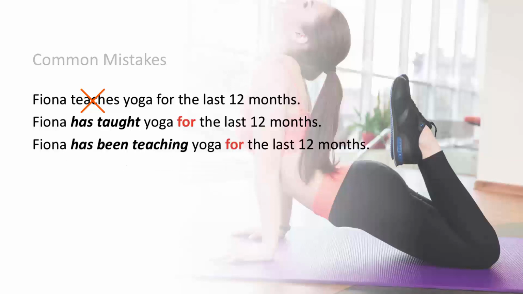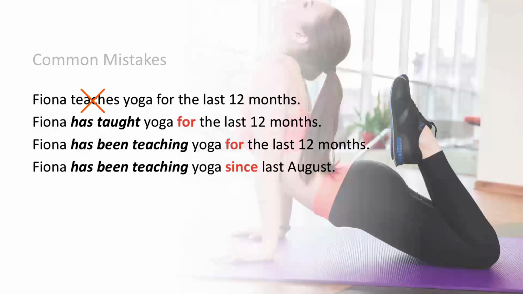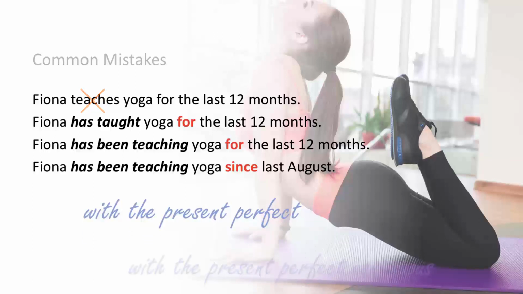Or we could say, Fiona has been teaching yoga for the last 12 months. We can use the present perfect continuous. We can also use since. Fiona has been teaching yoga since last August. So when we say since, we need to have a specific time.